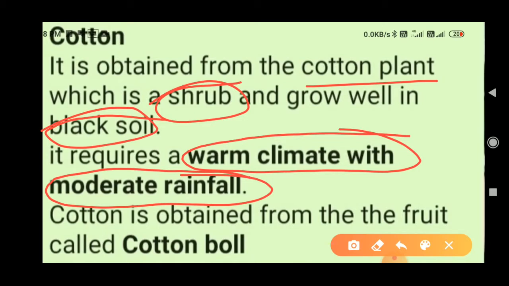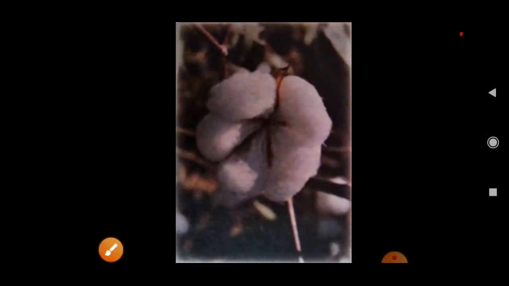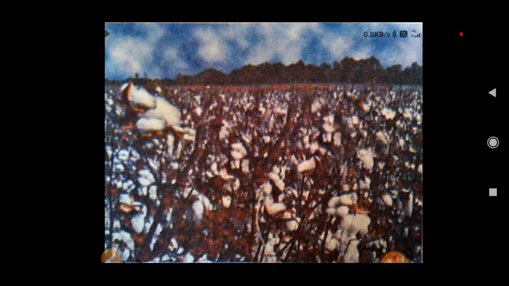And cotton is obtained from the fruit, and the fruit of the cotton is called the cotton ball. The name of the fruit is cotton ball. Now see the picture. This is the fruit of the cotton, which is called cotton ball. You can see the white structure. This is the cotton fiber. These are the cotton fibers. Okay, then see, this is the cultivation of the cotton crop. Is it clear to you?